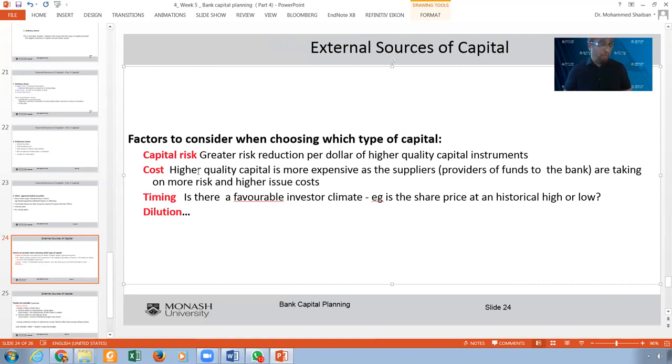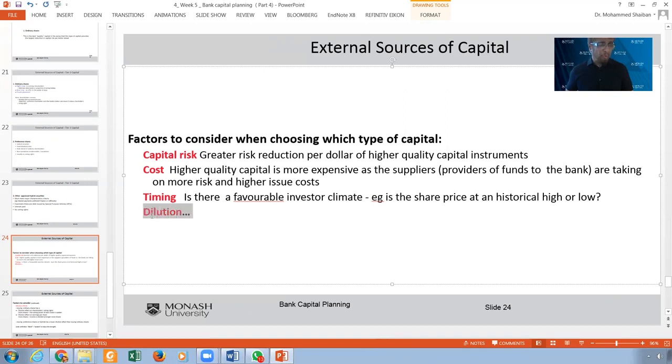And actually, you have also to look at the timing. What do you mean by the timing? If the share price is very high, as I told you before, it's time now to issue more shares, and maybe we go with the common shares option. It's the best because my share price is very high and I want to take advantage of that. If it is low, it's a different issue.